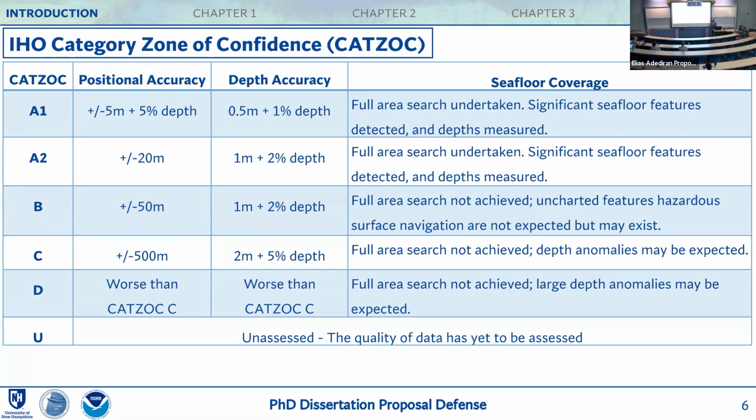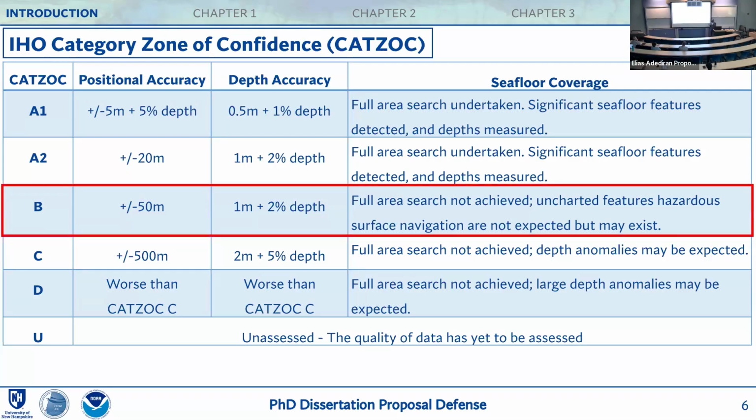It's okay. As I was saying, the CATZOC is the Category Zone of Confidence, and this is what is used to define the uncertainty in the data, and the confidence, the quality of the bathymetry to the mariners, and generally the users of this chart product.